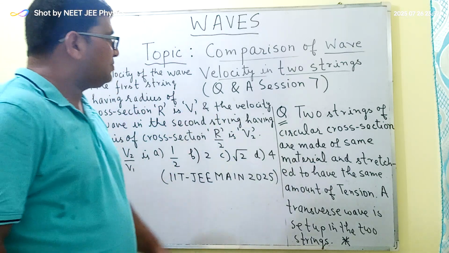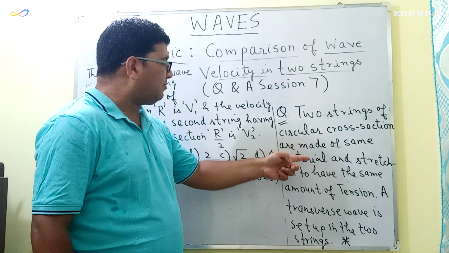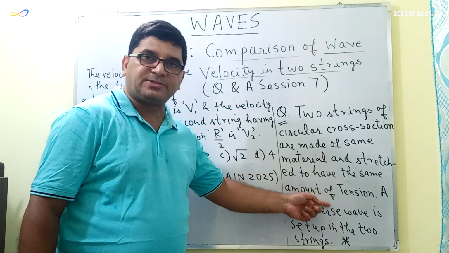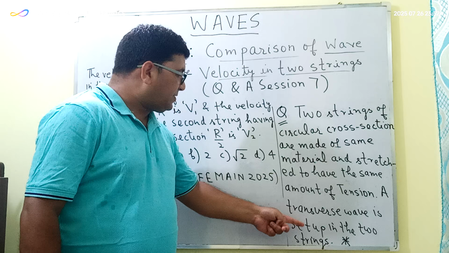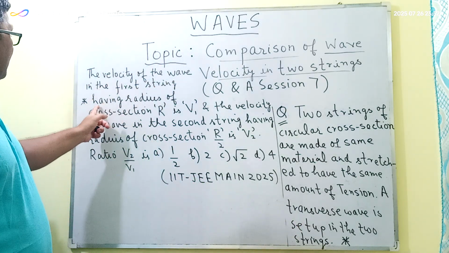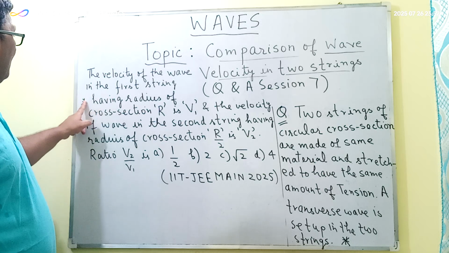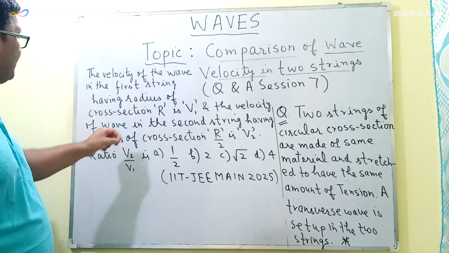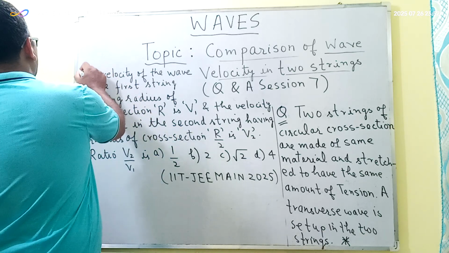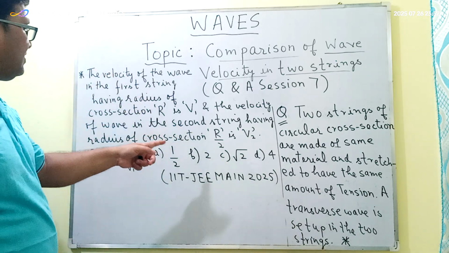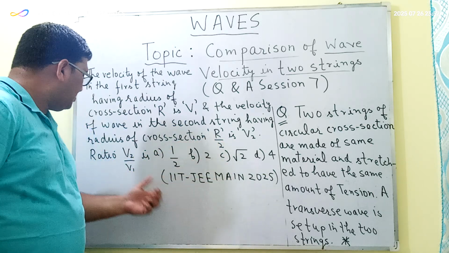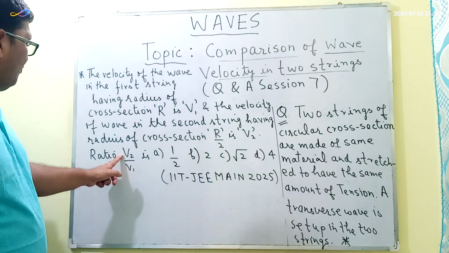So the question here is: two strings of circular cross section are made of the same material and stretched to have the same amount of tension. A transverse wave is set up in the two strings. The velocity of the wave in the first string, having the radius of cross section r, is v1, and the velocity of the wave in the second string, having the radius of cross section r by 2, is v2. So we have to find the ratio of v2 upon v1.